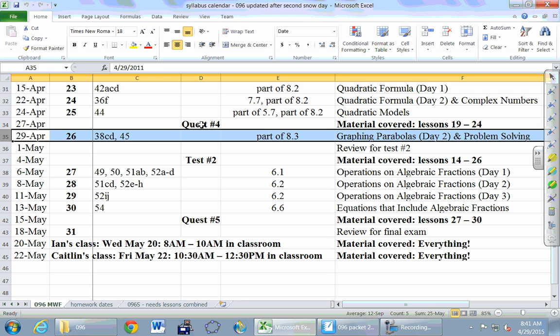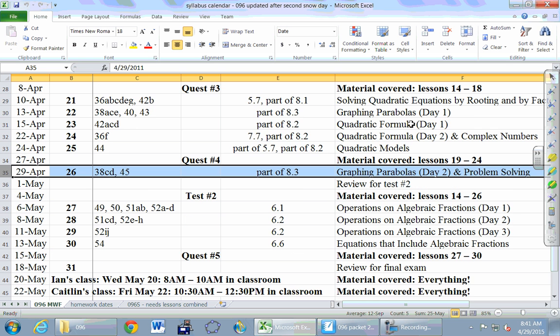So I'll give the quest back at the end of class today. Today we're going to cover graphing parabolas day 2. We've actually graphed parabolas already. We're just going to add one small piece to the process, same process that we use to graph parabolas on the quest. It's just one additional piece.